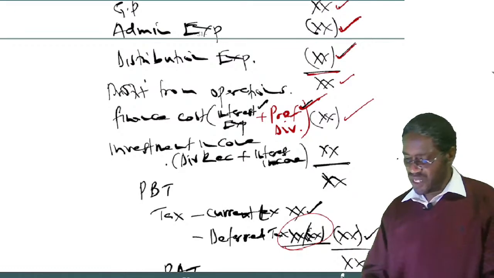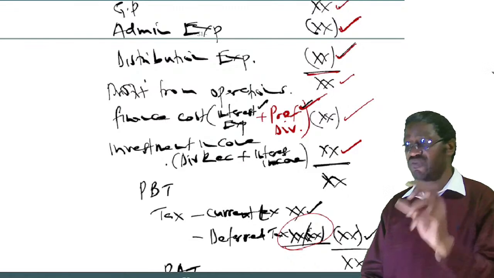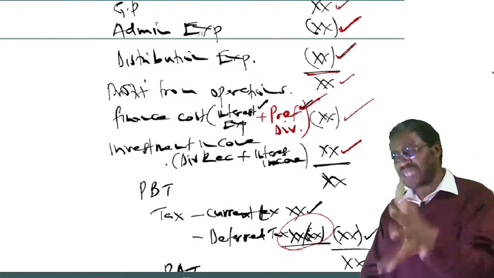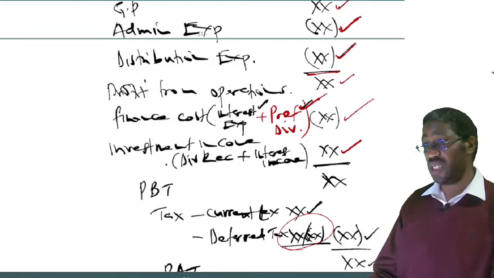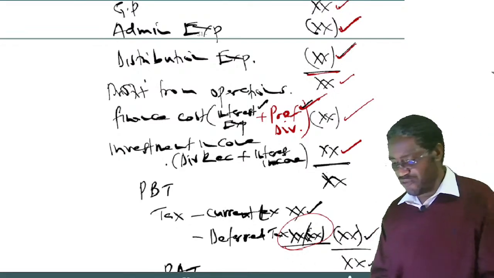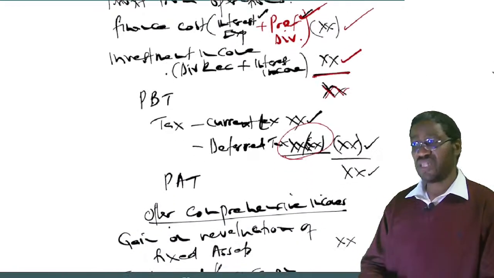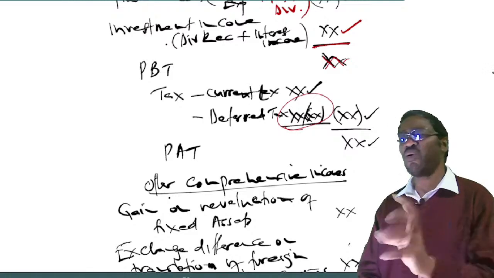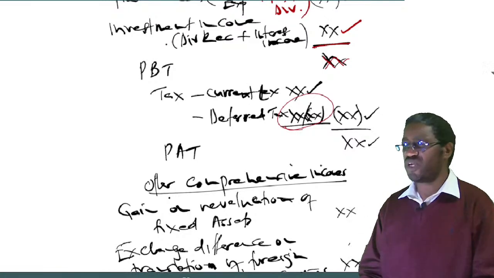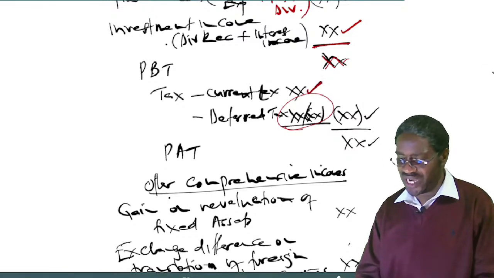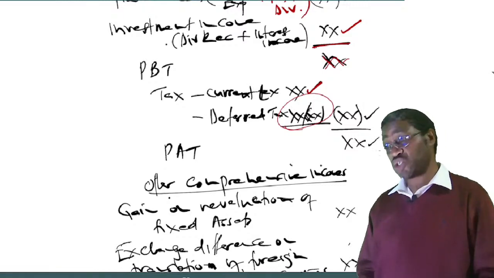Then from there, we talked about the investment income. If you have an investment income as a company, that investment income could be in the form of dividend received or interest income, whichever it is. Then from there, we said you get the profit before tax. Good. Then from there, you now come and charge the tax. One component of the tax is what we were calling the current tax, or what some questions would call corporation tax.